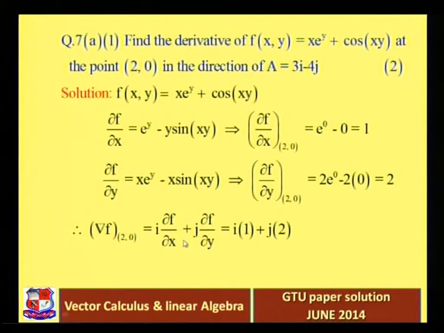Put the value of del f by del x, that is 1, and put the value of del f by del y at 2 0, that is 2. So finally we get i into 1 plus j into 2, so i plus 2j. Okay, this is quite a simple question, asked in 2 marks in this question paper.